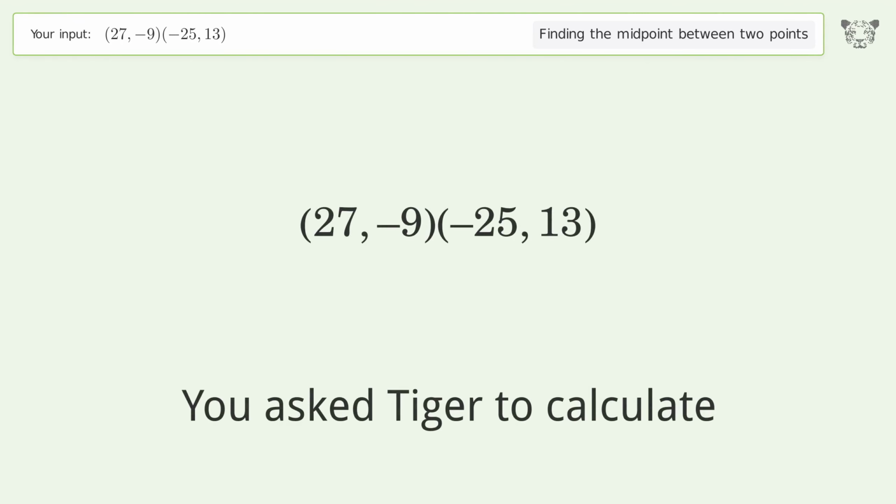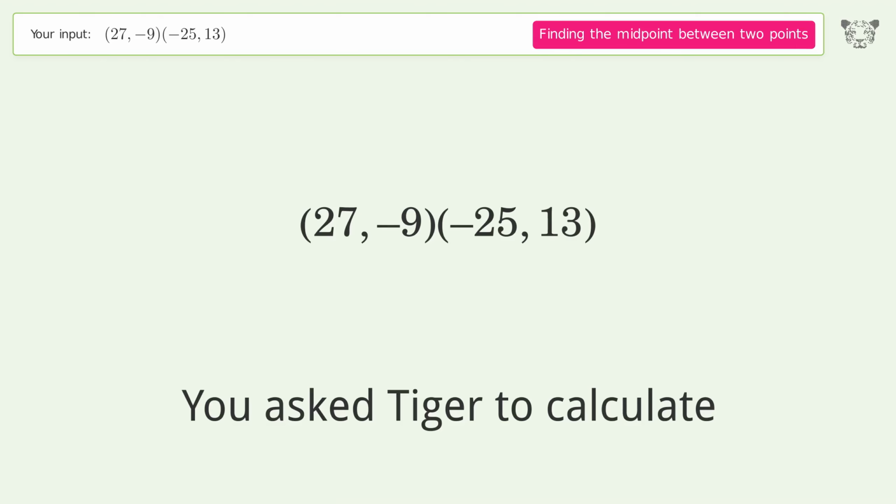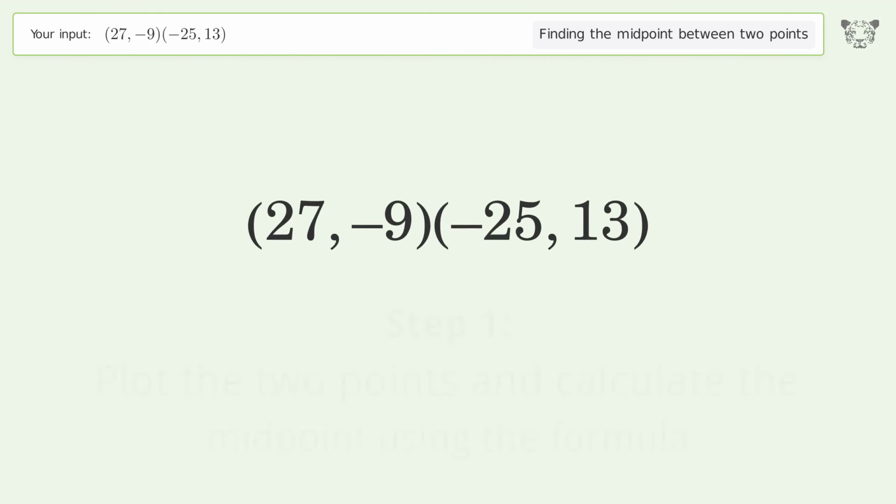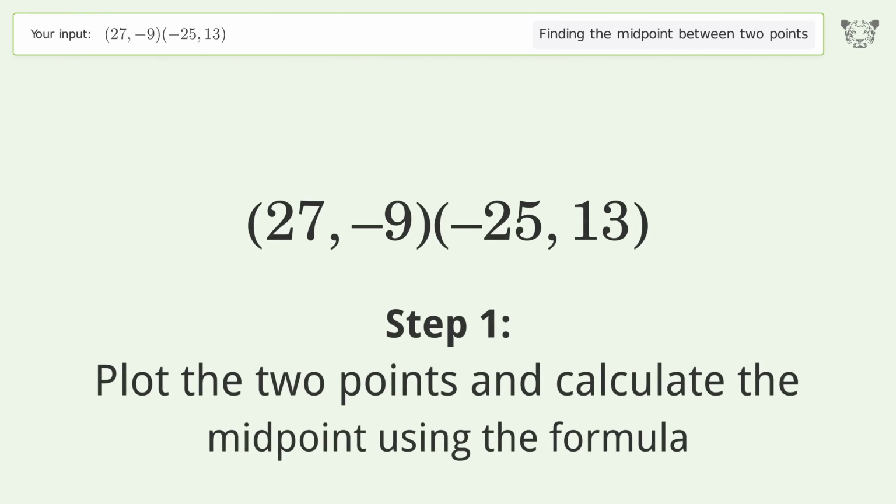You ask Tiger to calculate. This deals with finding the midpoint between 2 points. The midpoint between the 2 points is 1, 2. Let's solve it step by step. Plot the 2 points and calculate the midpoint using the formula.